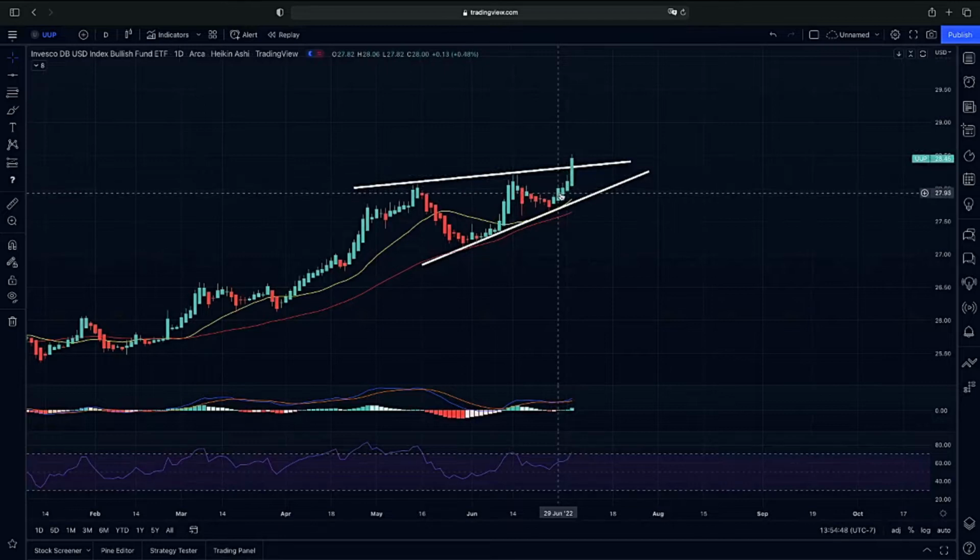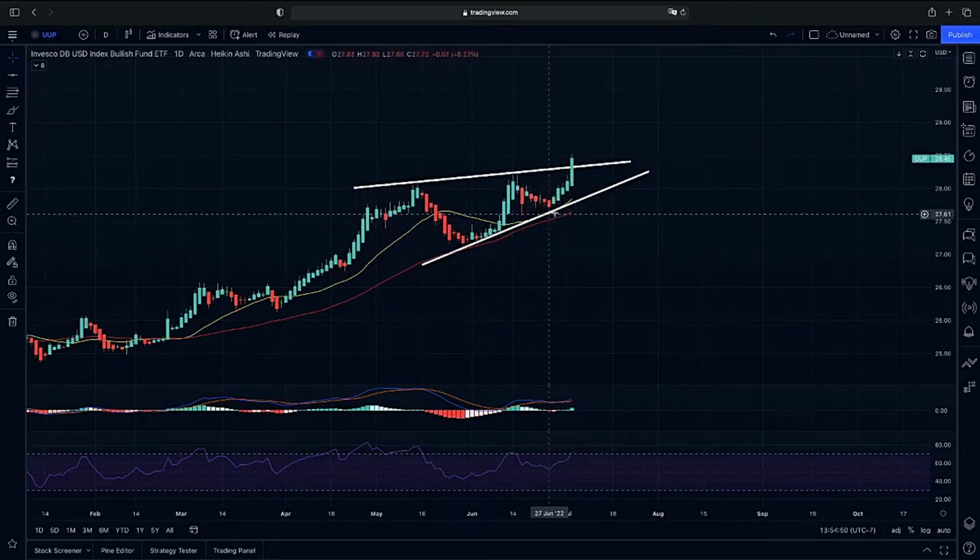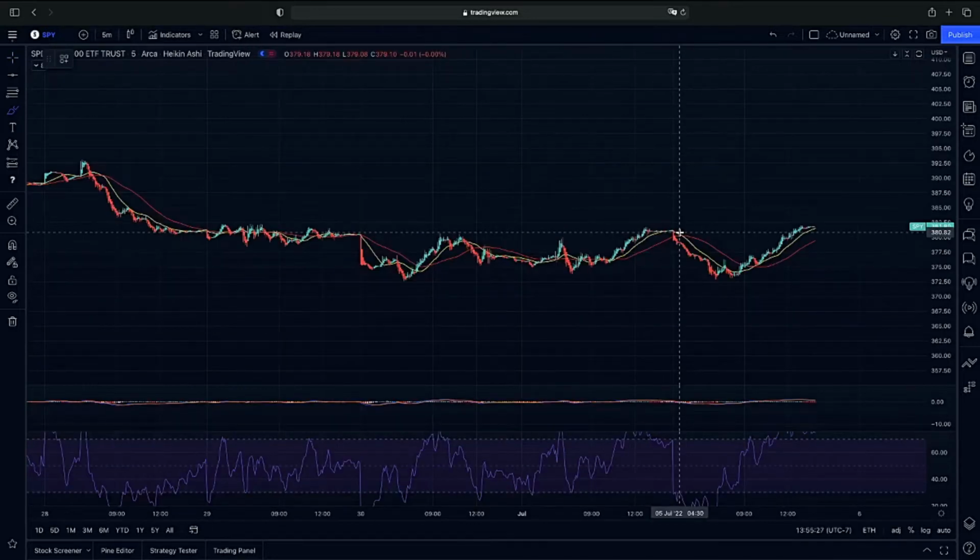So again, we have been talking about how we're going to be very careful as we continue to respect our 20-day moving average. And as you guys can see, as we had that ascending wedge breakout, we did have this pullback in pre-market. And now we are just breaking above that level that we did pull back from.